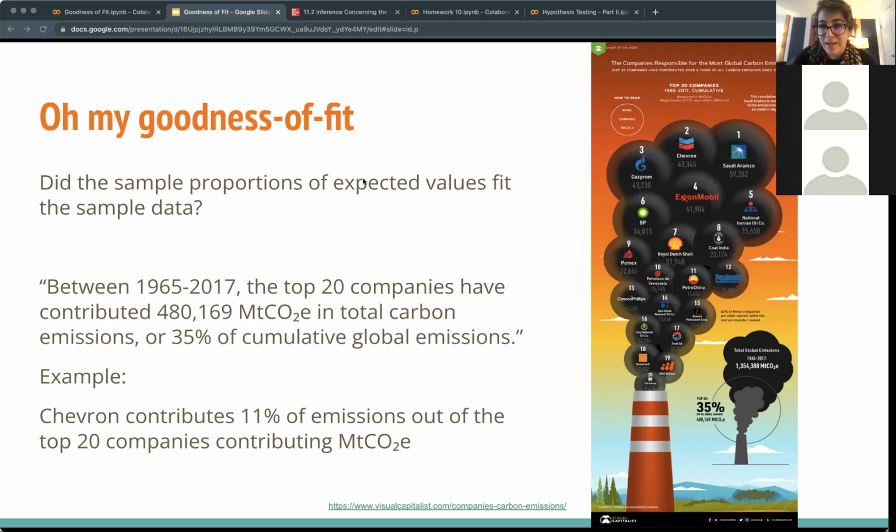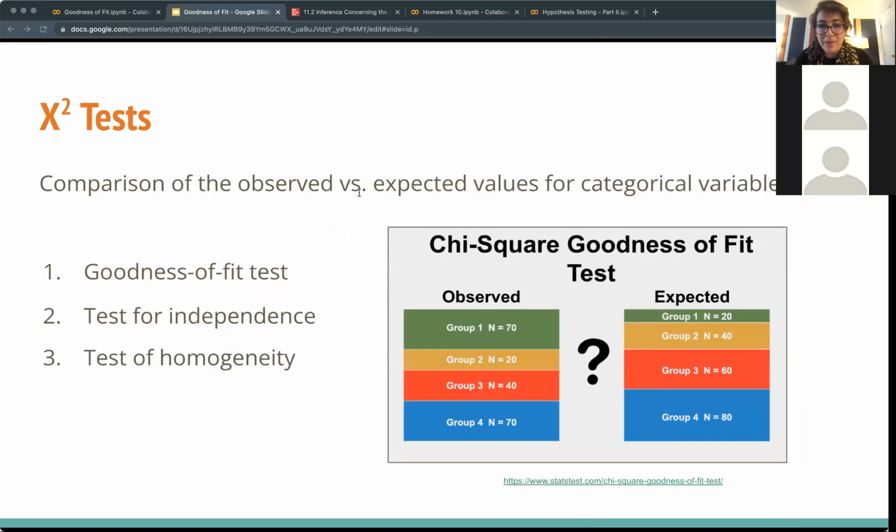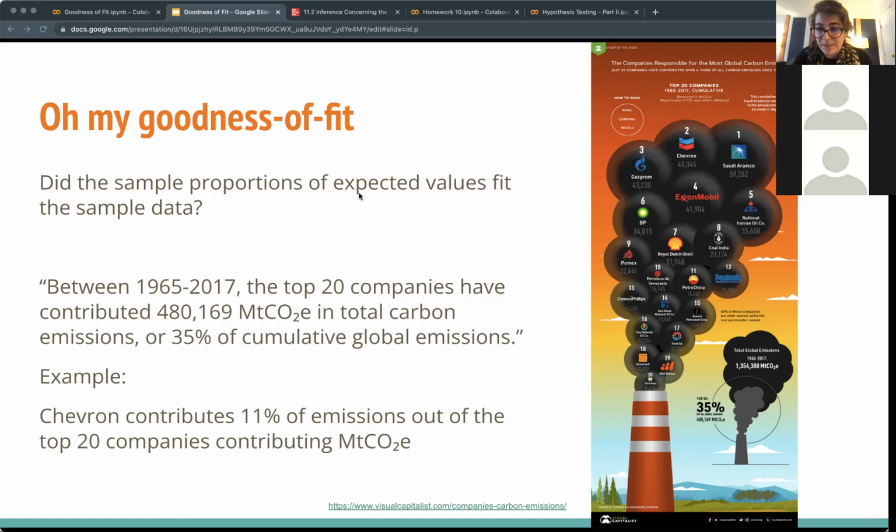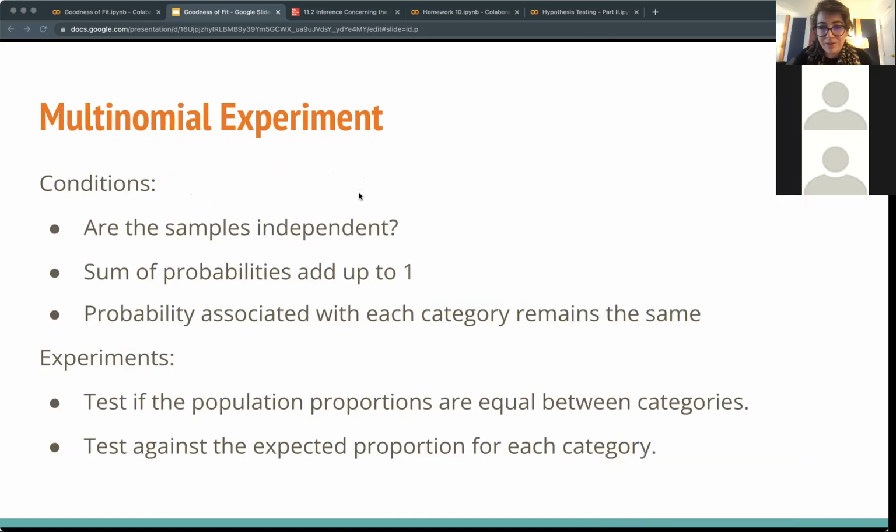And we might want to now test that Chevron contributes 11% of emissions out of the top 20 companies. So this was just some sample statistics from this graphic that I found, and I'm thinking, okay, let's now test that Chevron contributes 11%. So this would be an example of the first test we're talking about, this goodness of fit, where we're trying to see how much this changes.